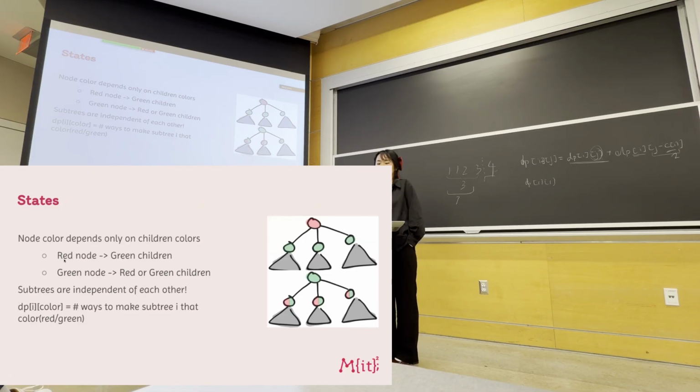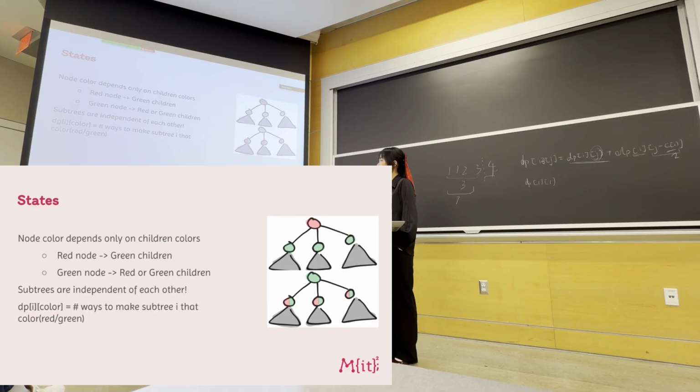So we notice that node colors depend only on its children's colors. If we have a red node, then its children are green. And if it's a green node, it can have both red or green children, because green can be next to either, but reds can't be next to reds. Note here that the subtrees are independent of each other, because each node is only dependent upon its children and not the children of any other nodes, which means that each subtree is independent.